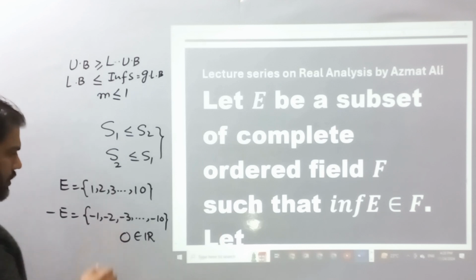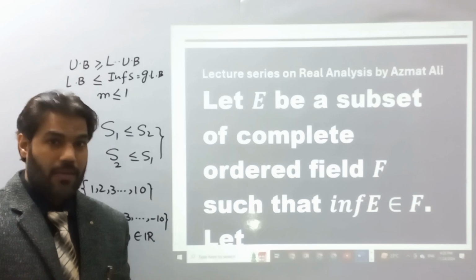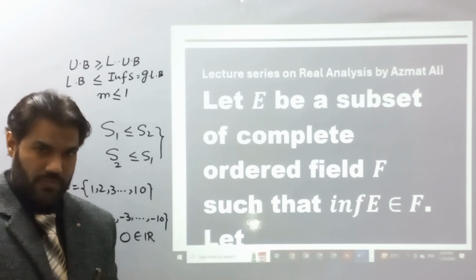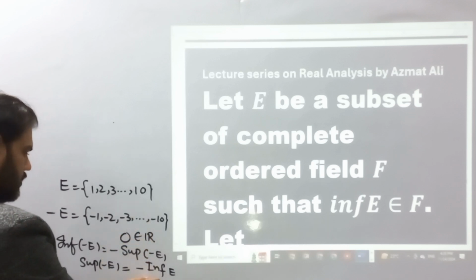So this set minus E is a bounded above subset of R. A subset is called bounded above if it has an upper bound. So 0 is an upper bound. This is a bounded above set. So according to this example, we find infimum of E.